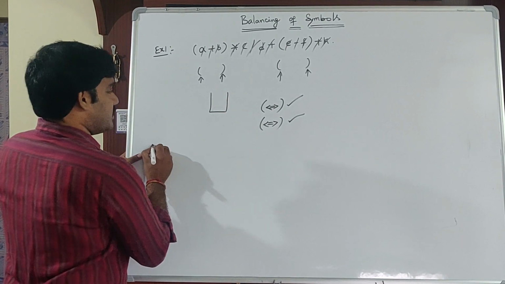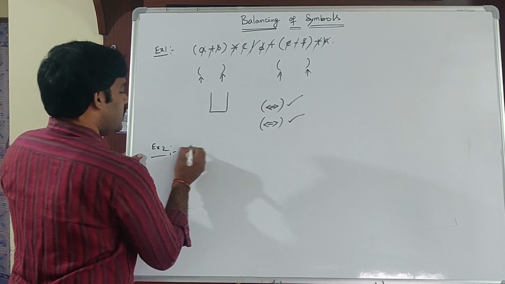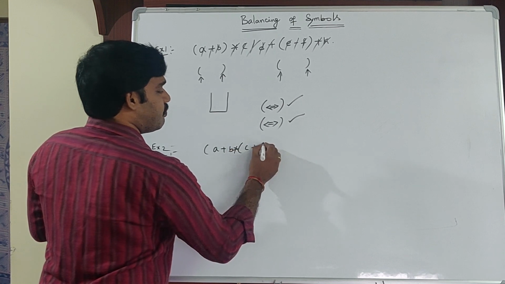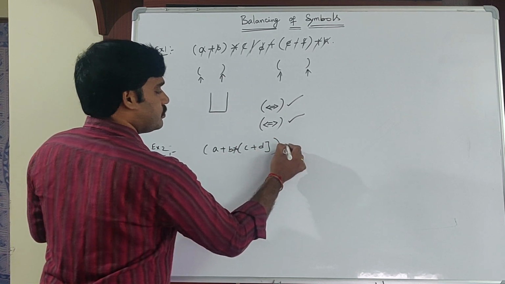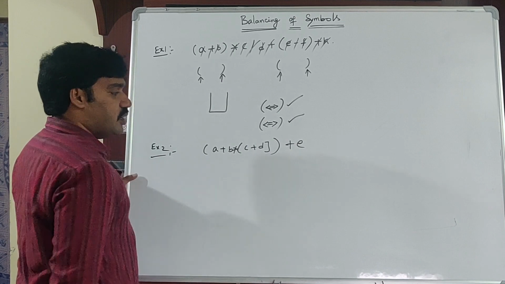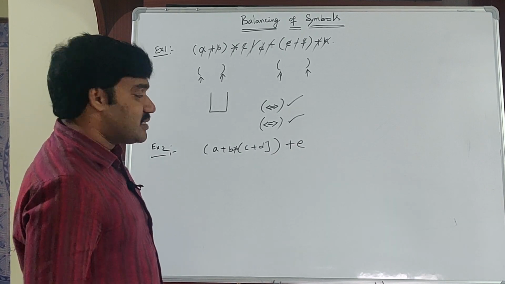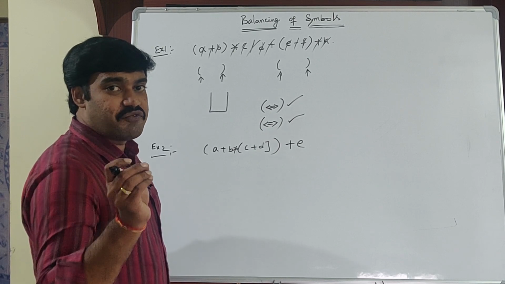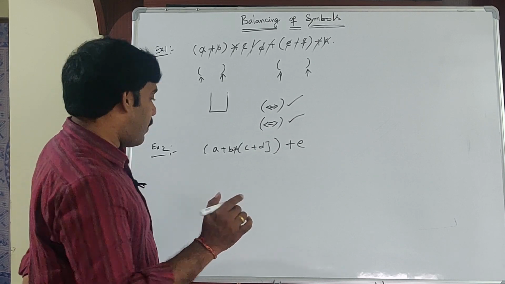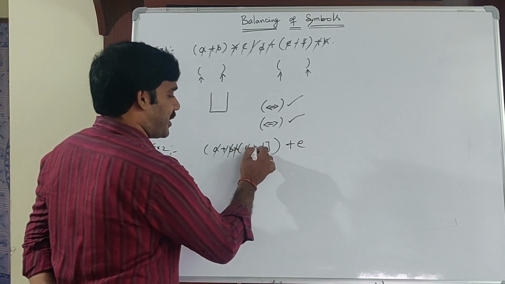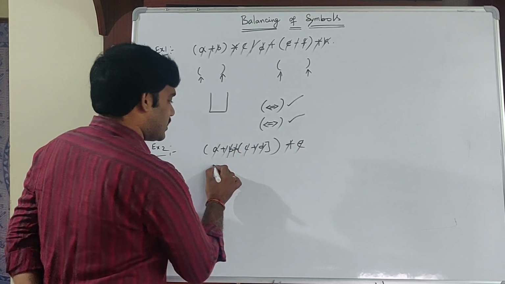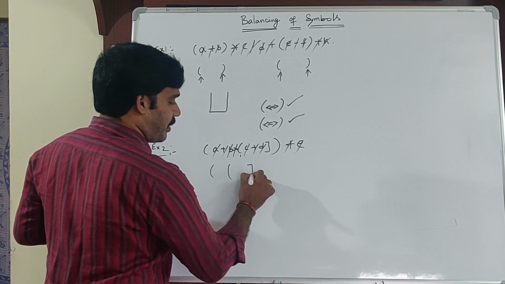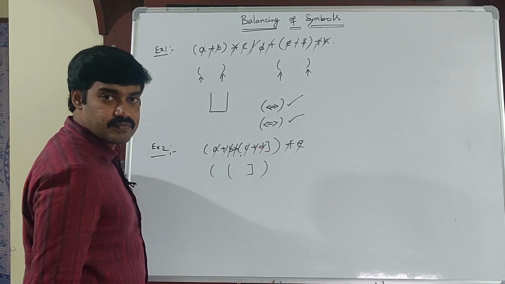One more example is example 2. Assume that your expression is A plus B into C plus D plus E. Assume that this is your expression. Scan the given infix expression from left to right. What is the first step? Ignore operands and operators. So what are the symbols here? Opening parenthesis again, opening parenthesis, closing bracket as well as closing parenthesis.